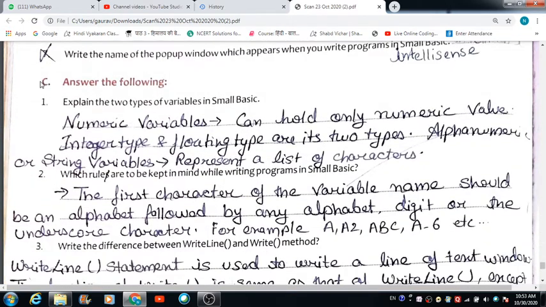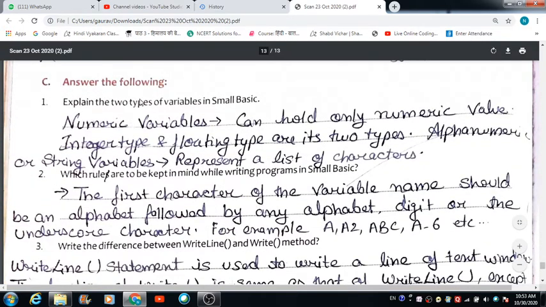Now let's come on the C part. Answer the following. Explain the two types of variables in small basic. So as we all know that there are two types of variables. The two types of variables in small basic are numeric variables and alphanumeric. So this is the answer for this question number 1.